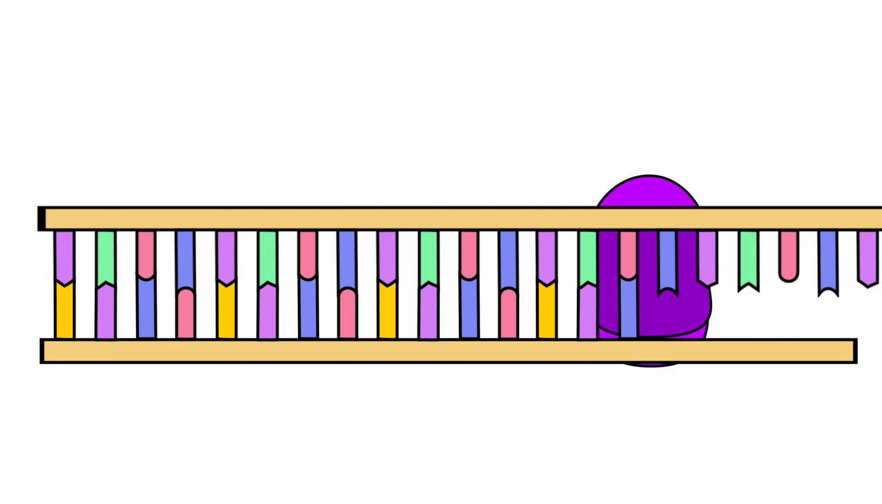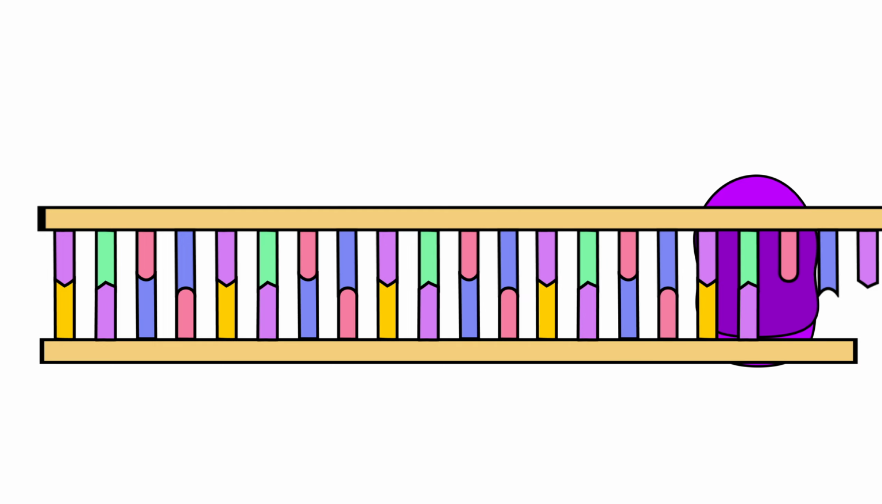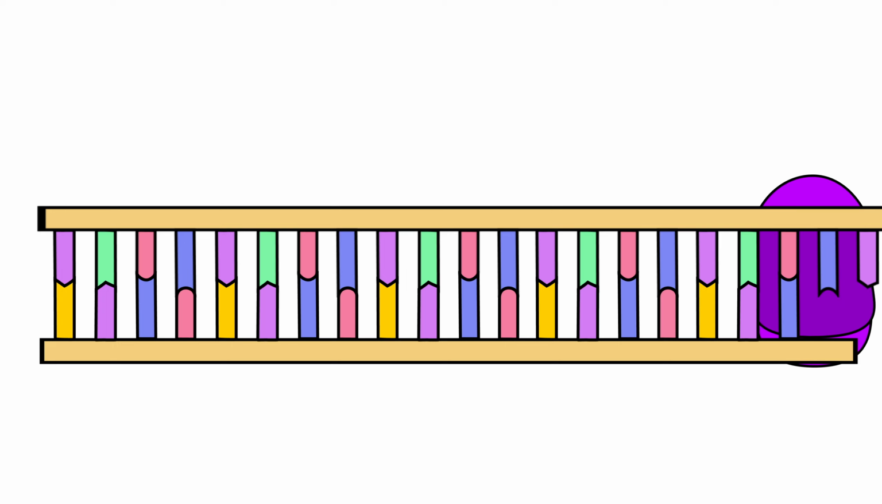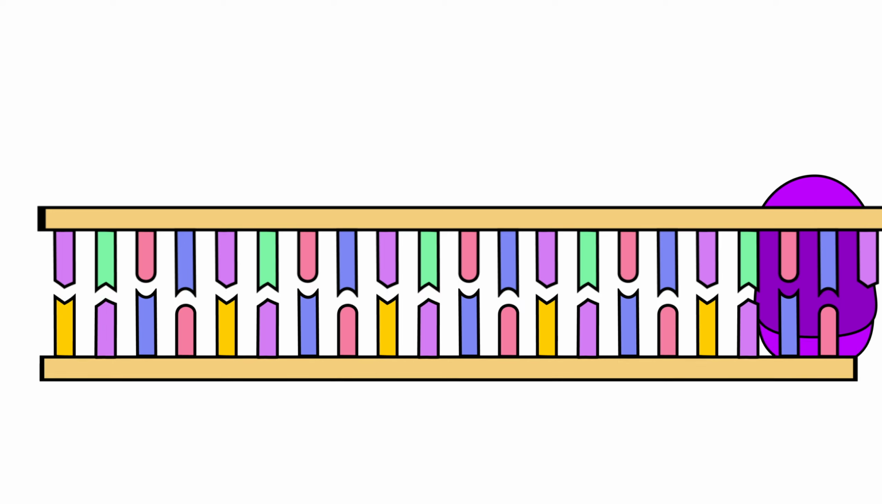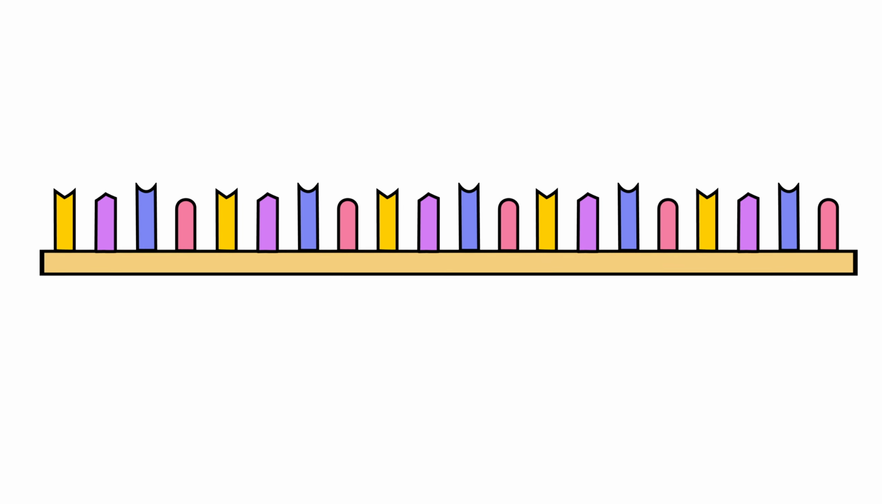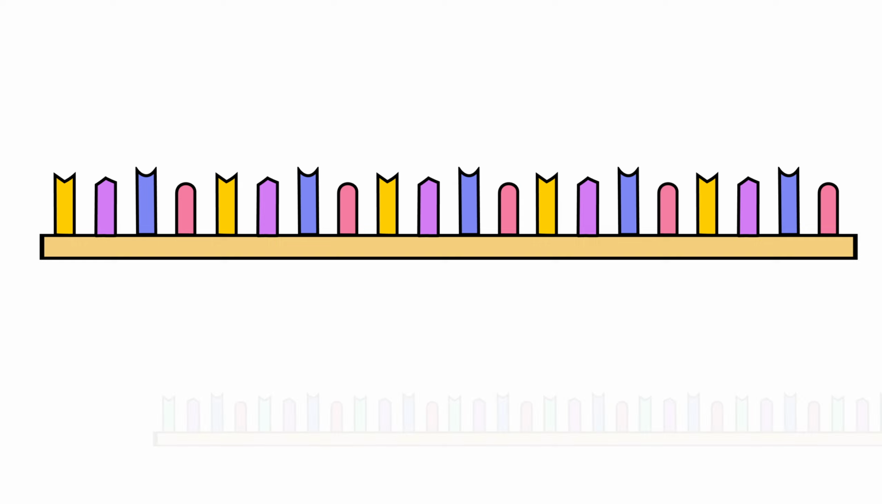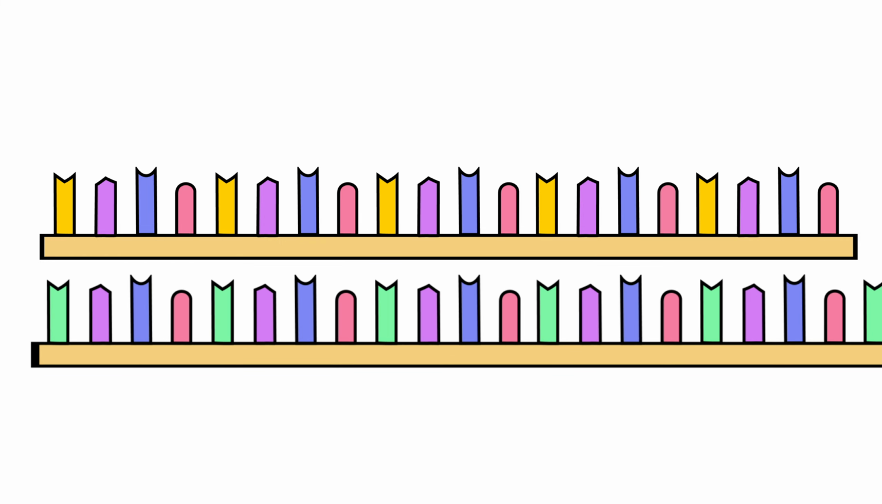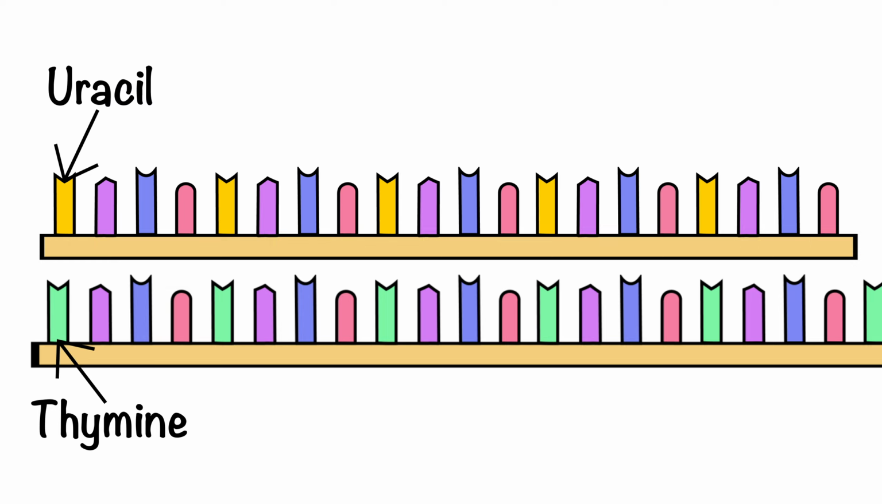The template strand of DNA is used to create mRNA through complementary base pairing. Once the mRNA strand is completed, it detaches from the DNA. The result is a strand of mRNA that is nearly identical to the coding strand of DNA, with the only difference being that DNA uses the base thymine and mRNA uses uracil in place of thymine.